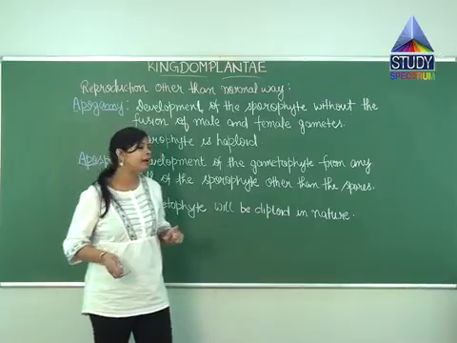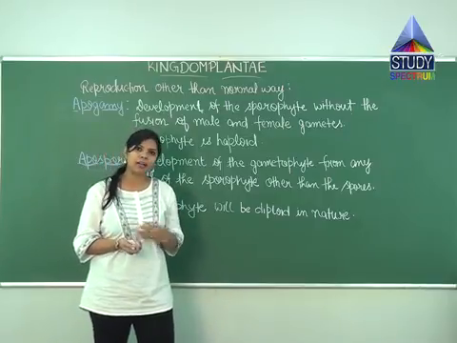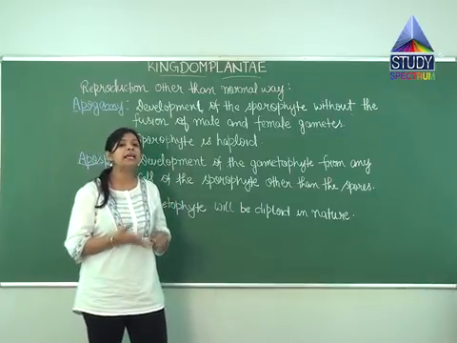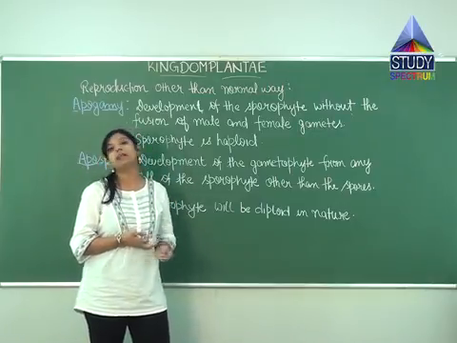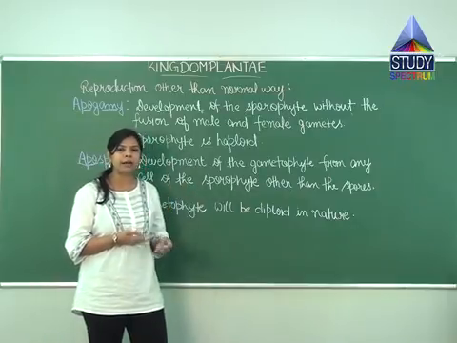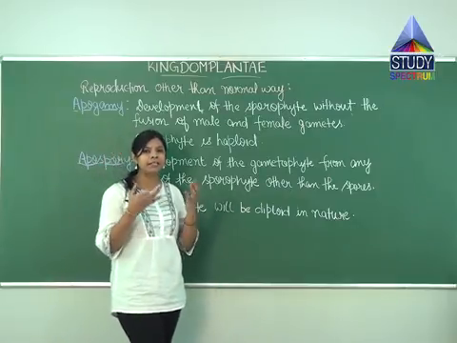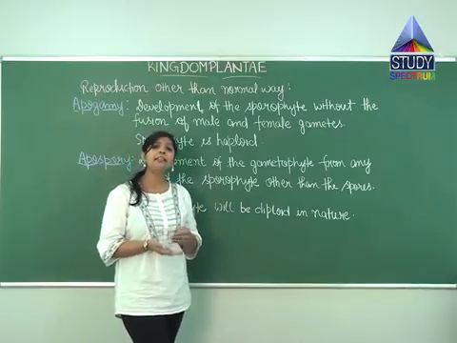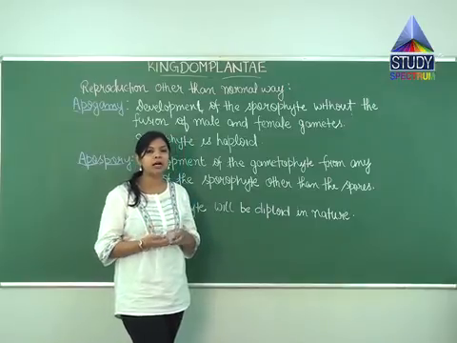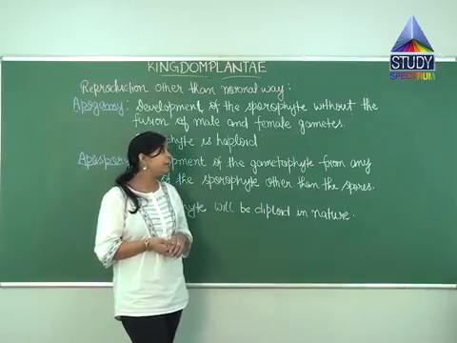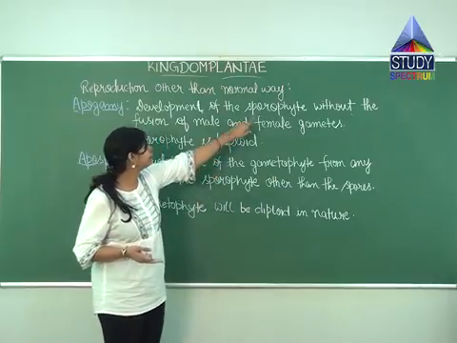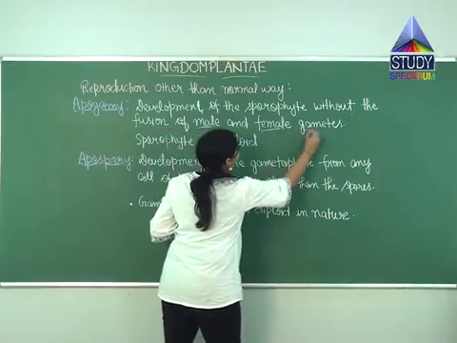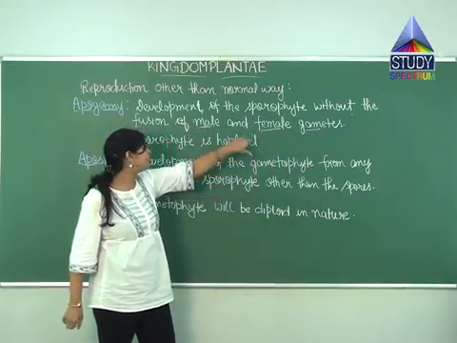So what happens here? If you recall the life cycle of pteridophytes, spores are released and then a young gametophyte forms, then it grows to a mature gametophyte, and after that it releases the gametes and they fuse and form the zygote, and then that zygote gradually develops into the mature sporophyte. But here, without the fusion of male and female gamete, fertilization will not occur.